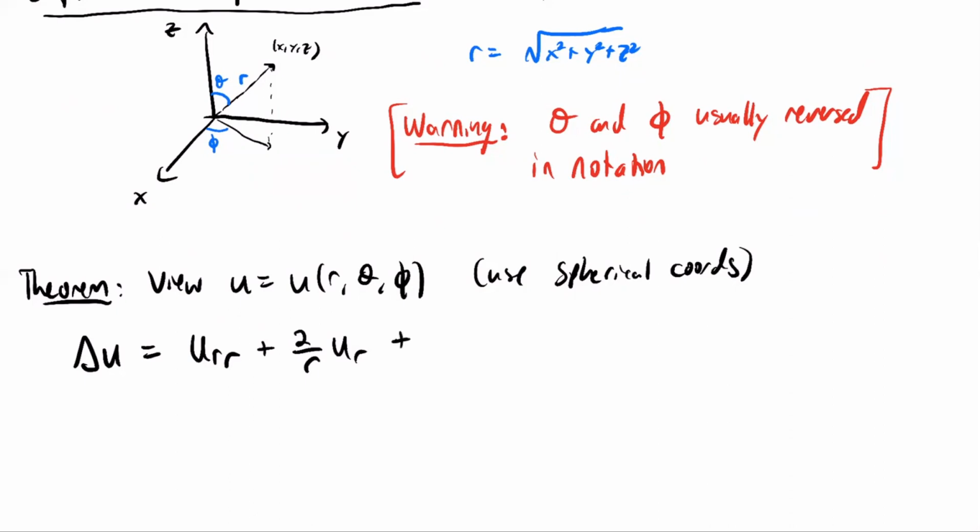And then we have a variety of terms that correspond to the different angles theta and phi. The remaining term is 1 over r squared times u theta theta plus cotangent of theta times u theta plus 1 over sine squared of theta times u phi phi.